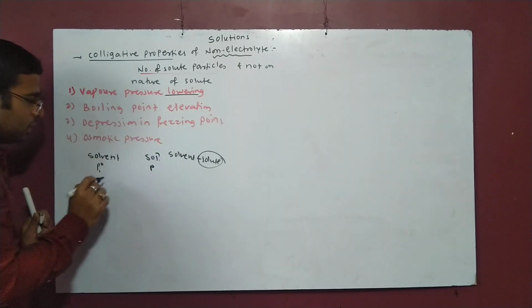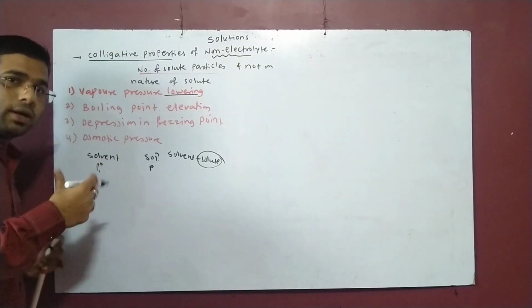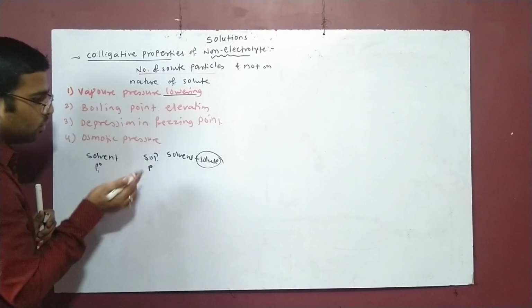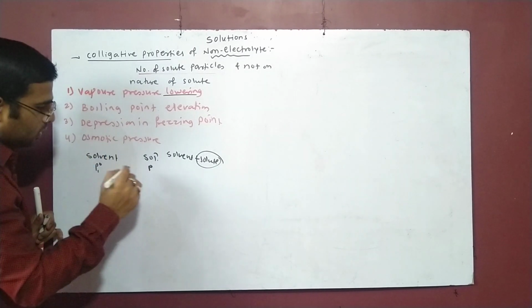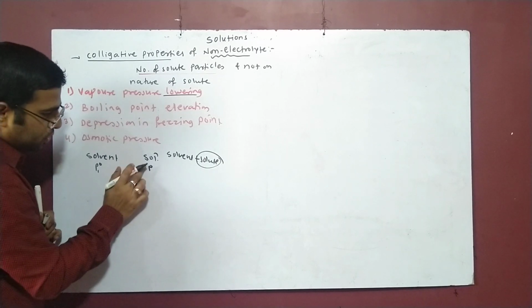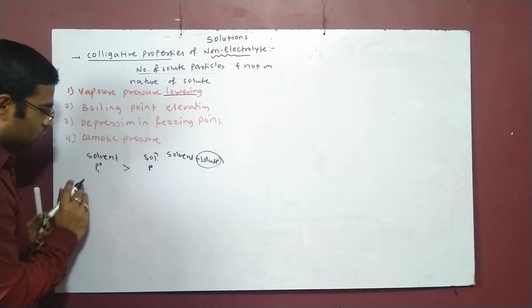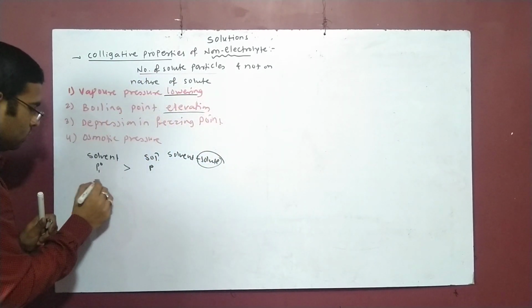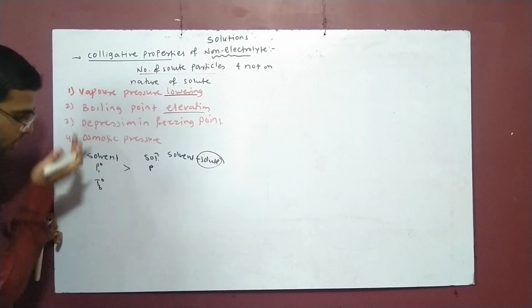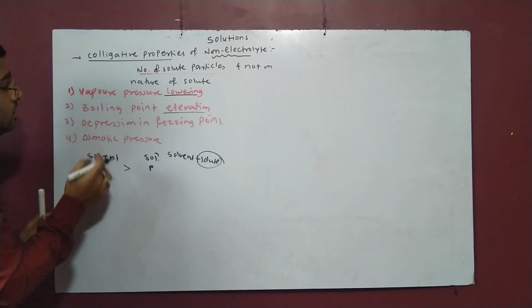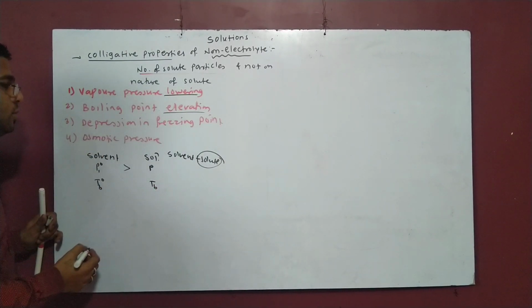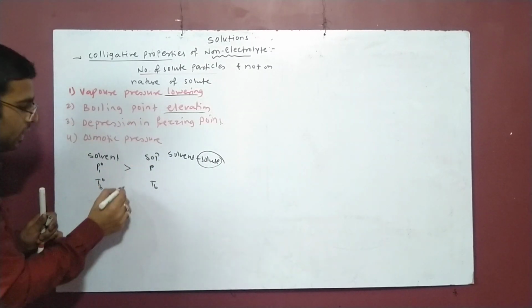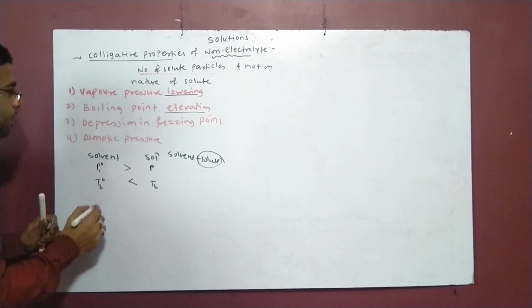The first term is vapor pressure lowering. What does it mean? When we convert a solvent into its solution, its vapor pressure decreases. So in another way we can say the solution has a lower vapor pressure than the solvent. Same way, boiling point elevation is nothing but a rise. If TB⁰ is the boiling point of the solvent and TB is the boiling point of the solution, then after converting solvent into solution its boiling point increases, so TB is greater than TB⁰.